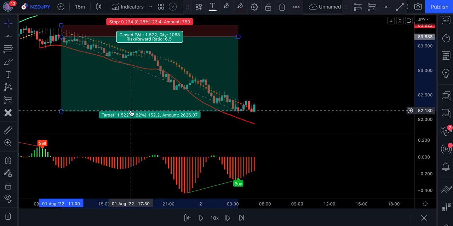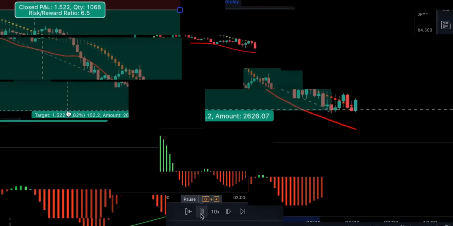Okay traders, I hope the rules for the strategy are clear. Now let's move on to the backtesting with the goal to find the real win rate for the strategy.